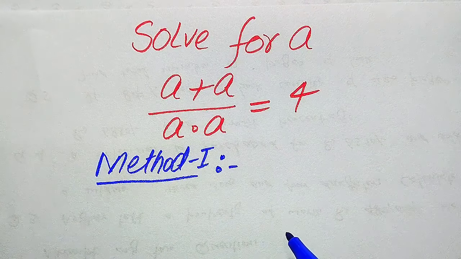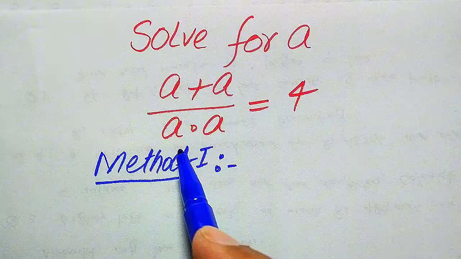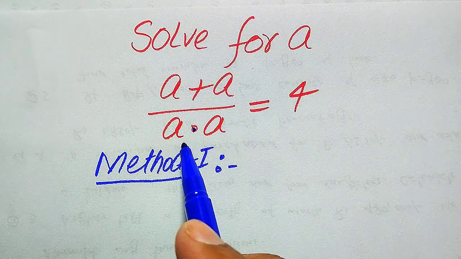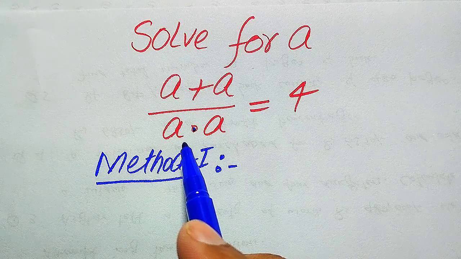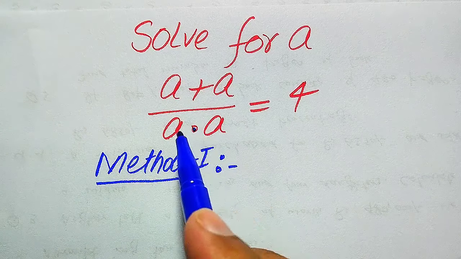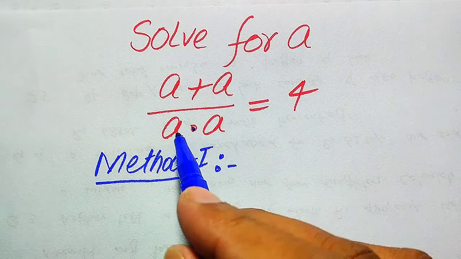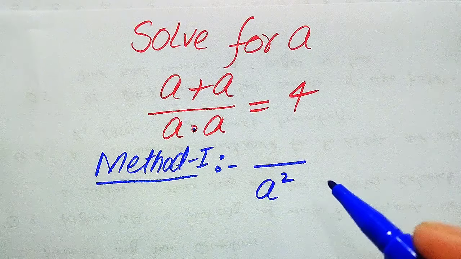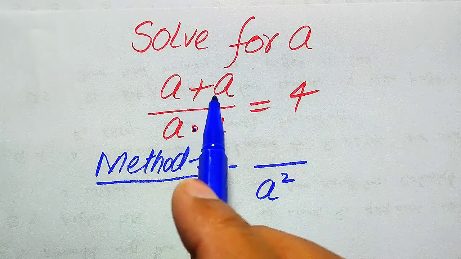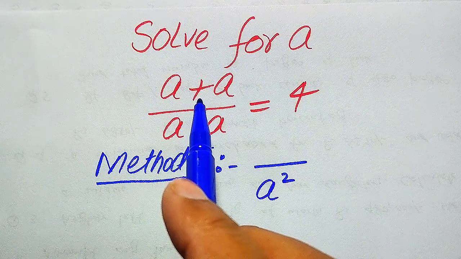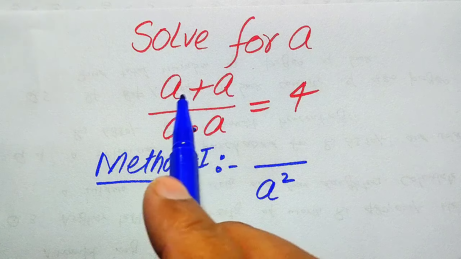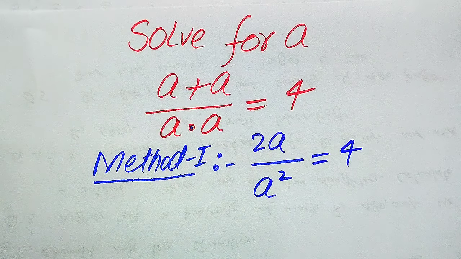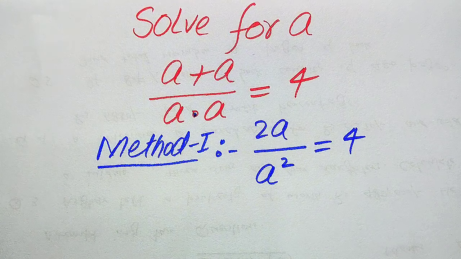And now in the first method, here you see that in the denominator we have a multiplied 2 times. So we know that when two same variable terms are multiplied by each other, we add their exponents, and the exponent of both of these two terms is 1. It means that when we multiply these two terms, it becomes a square. And likewise here you see that two same variable terms are added, so here we need to add the coefficients of both of these terms, and we get a plus a becomes 2 times a, and this whole equation is equal to 4.